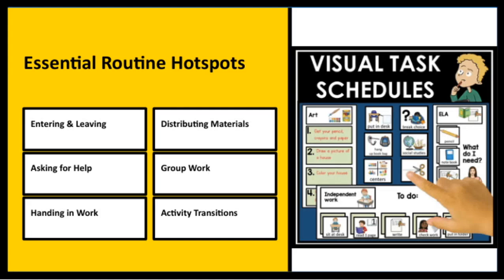Let's talk about activity transitions, which are key moments in the classroom that help keep things running smoothly. First up is handing in work. It's important to have a clear process so students know exactly how and when to submit their assignments. Next is group work. Encouraging effective collaboration requires structured transitions to move from individual to group tasks seamlessly. Asking for help is another crucial transition. Students should feel comfortable seeking support without disrupting the flow.